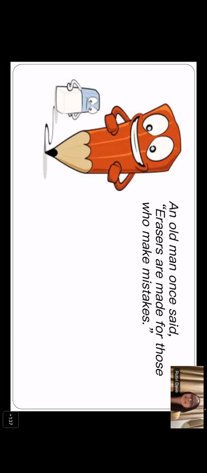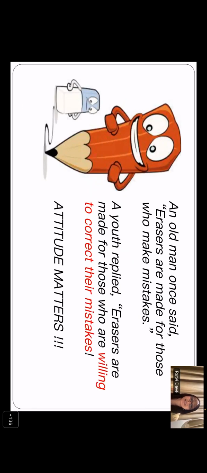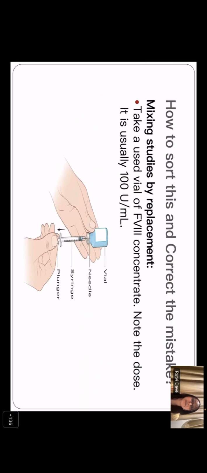An old man once said that erasers are made for those who make mistakes. So a wise youth replied that erasers are made for those who are willing to correct their mistake. So it is the attitude which matters. It is okay to make a mistake, but you should know how to rectify it. So how will you rectify the mistake here?